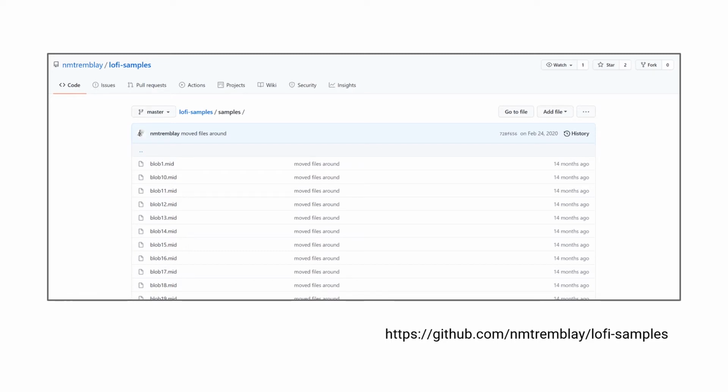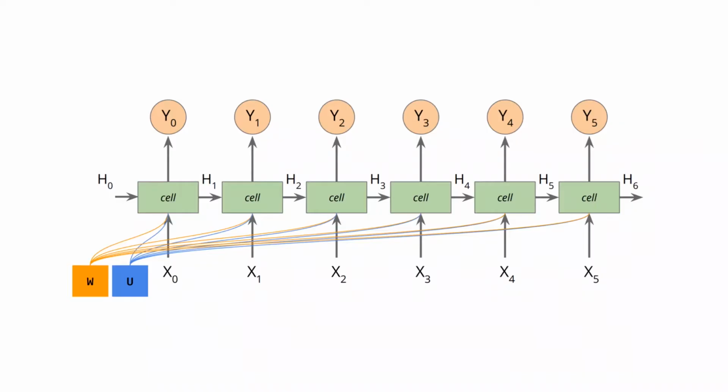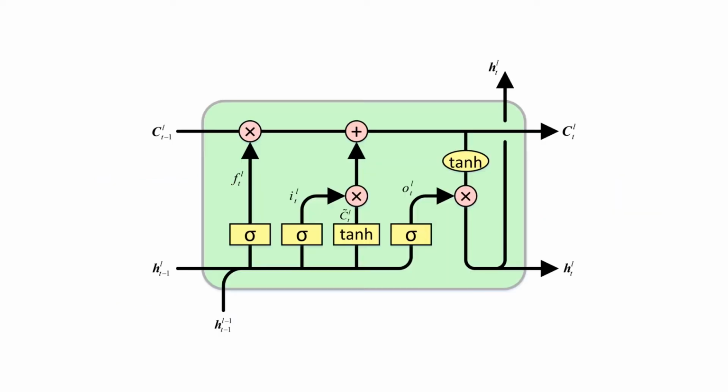With the data in tow, we can talk about our model. For this project, we're going to be using an RNN, a recurrent neural network, which works really well with sequential data. And since music can be thought of as a sequence of notes, I thought it was a good fit. Specifically, we're going to be using the long short-term memory architecture. We're doing this because we want to keep track of things that have happened in the past.